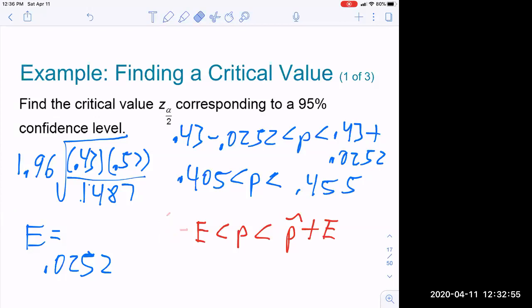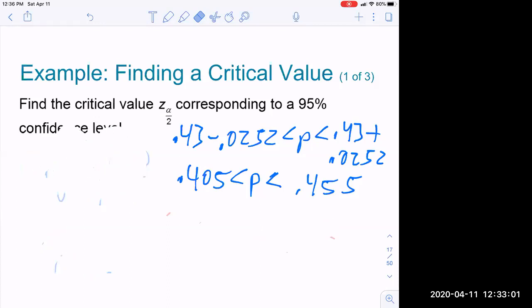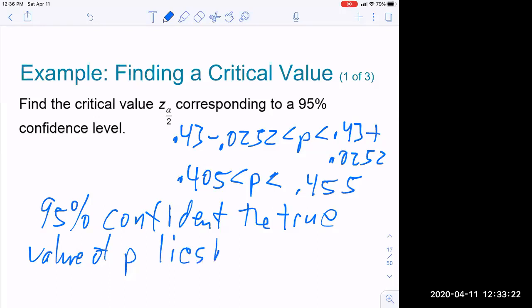So if we're going to finish, what I would say, we now have some evidence. We're 95% confident the true value of P lies in this interval.